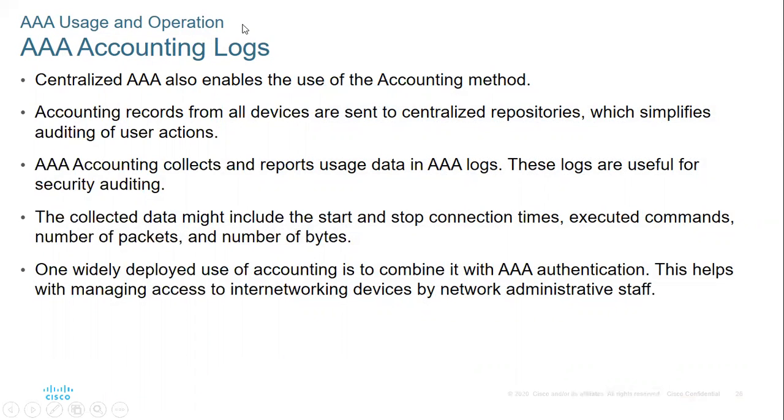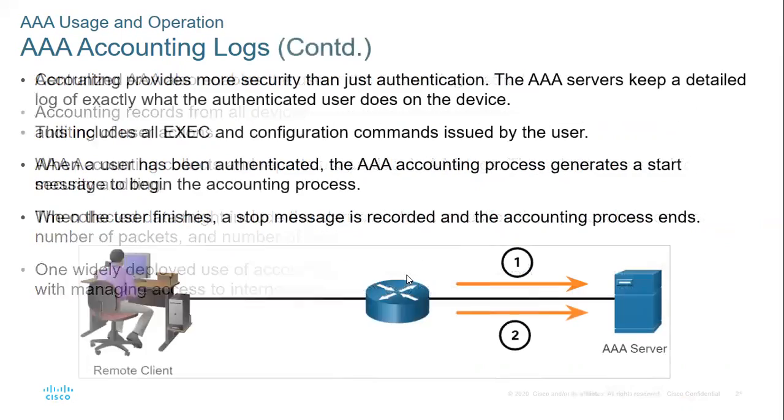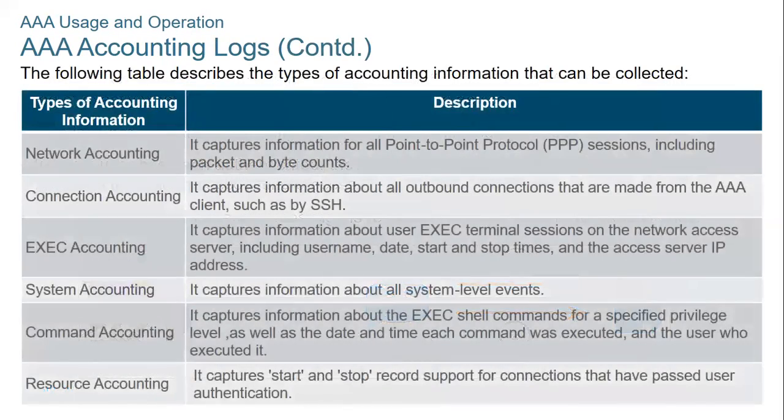AAA accounting information. With accounting, we're going to have a number of logs or a number of messages which will be recorded. That is what that particular person was doing. And we have different types of accounting. There's network accounting, which deals with networking related information. Connection accounting deals with connection related information. Exec accounting captures the information about the user exec terminal session.